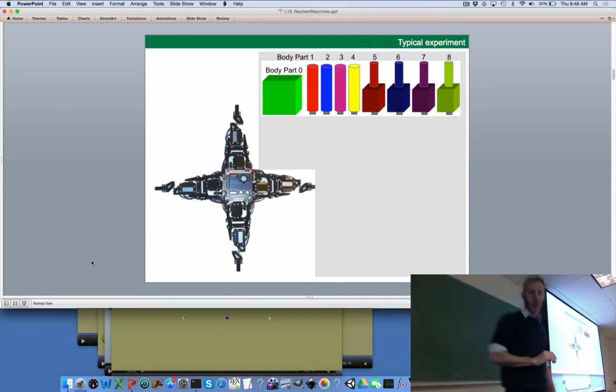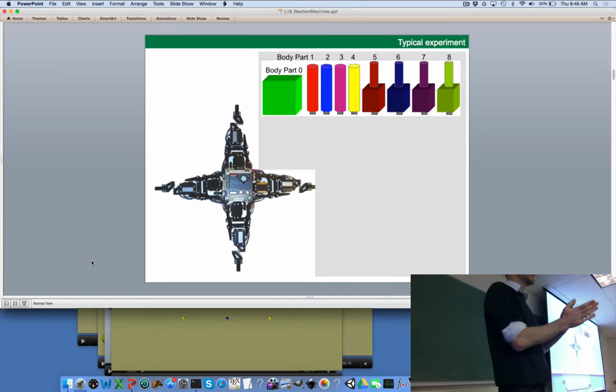Okay, so we've got a robot, we give it an empty simulator, and it's going to try and evolve a simulation of its physical self. That's where we're starting.